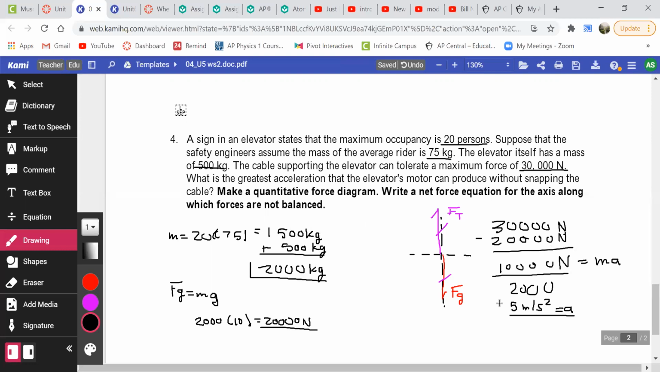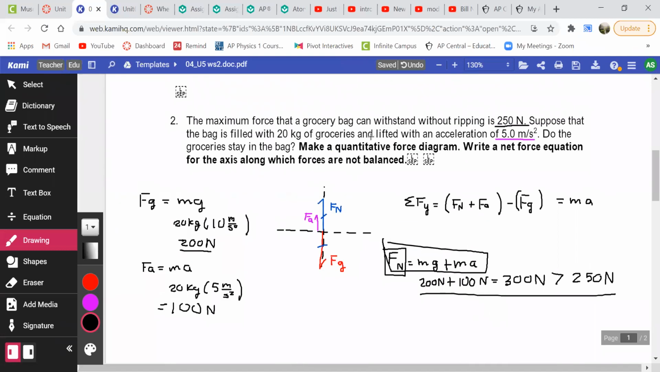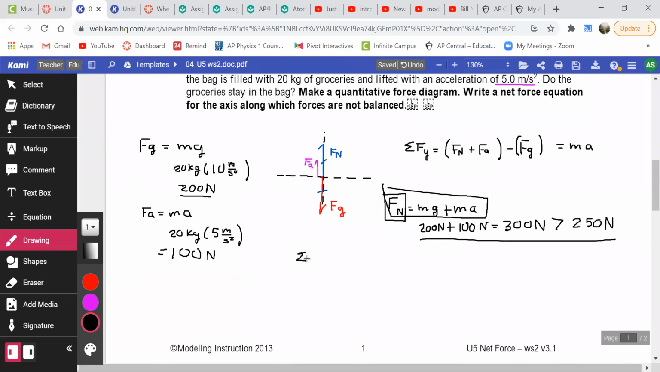Now, that same idea can be used for number 2. If you go look at number 2, it has a maximum of 250, so we'd say 250. And then it has a force of gravity of 200. So what this means is that it only has a wiggle room of 50 newtons. It can only withstand an additional 50 newtons of force.